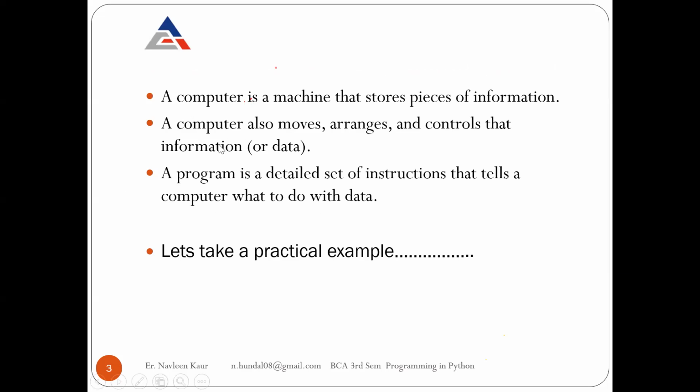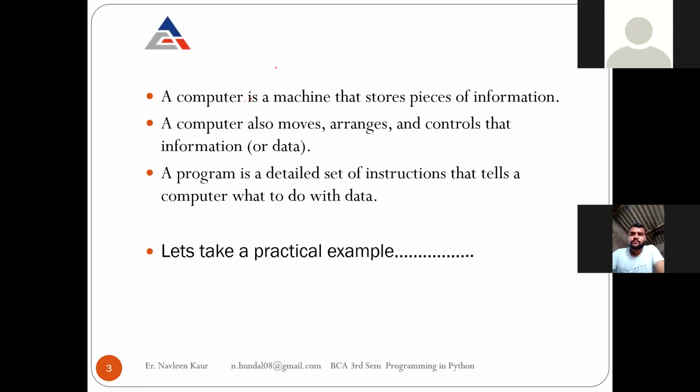So a computer also moves, arranges, and controls the information. You know this thing? By moving, I don't mean that it starts walking. It will not walk. By moving, I mean that you change the location of your information. Firstly, your information was in the D drive. Then you copy or cut-paste it and store it in the C drive. It means it is moving your information. It also arranges it and it also controls the information.